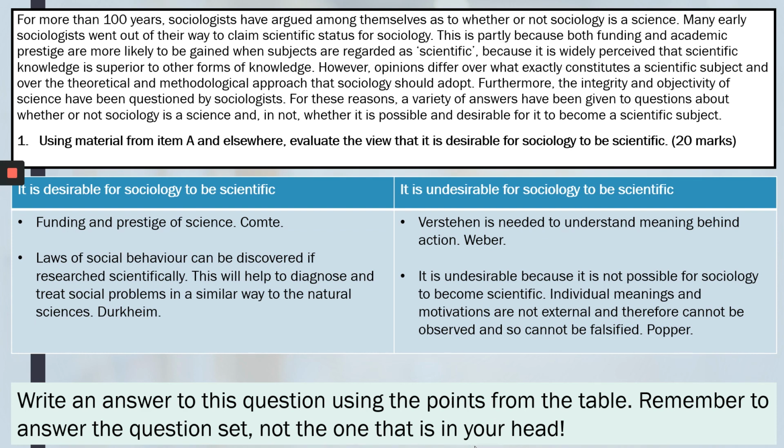Remember to answer the question set, not the one that's in your head, because obviously what we've been looking at is whether sociology is a science or is not a science. You need to use that same material, but twist it slightly to answer the question set about whether it's desirable for sociology to be scientific. You're using the same content, but the emphasis on how you're using it is slightly different. So just be careful that you're not answering whether sociology is or is not a science.